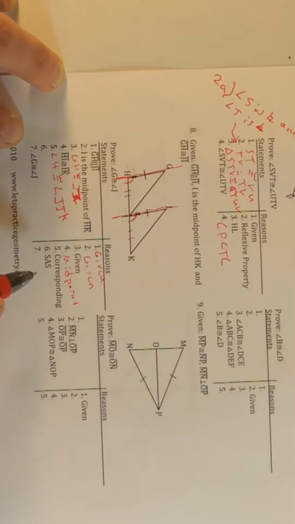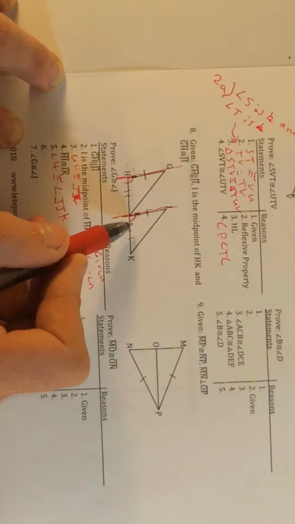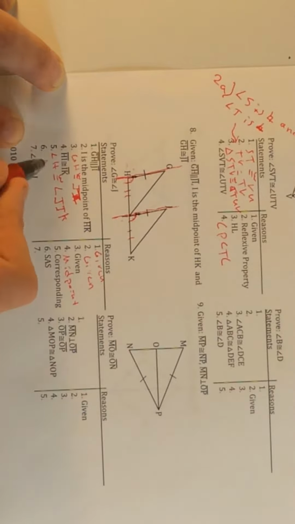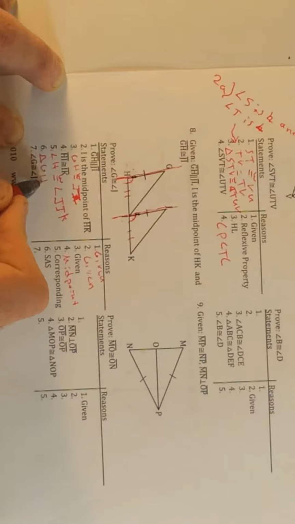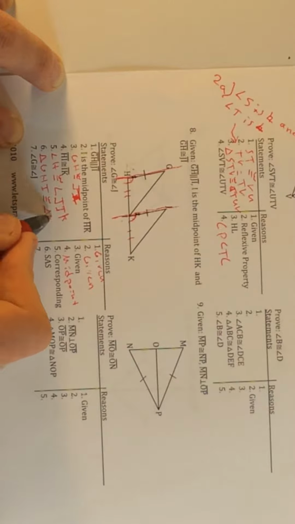So now we've got side, angle, side. They've got congruent side, angle, side on both of these. So therefore, we know that the entire triangle must be congruent. Triangle GHI is congruent to triangle JIK.